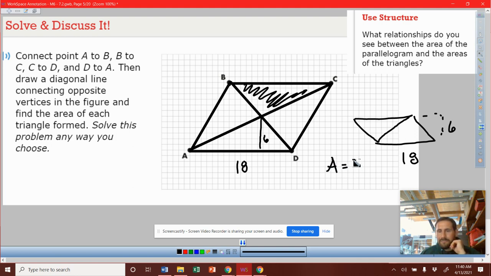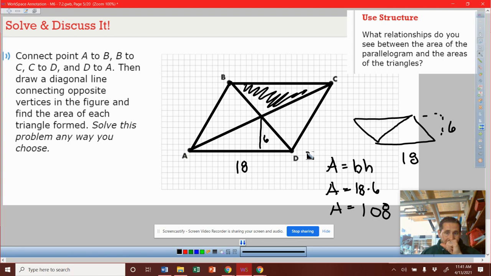So area, first I write down my formula, then I plug in my numbers. My base is 18, my height is 6, and then I multiply. Okay, and we'll get 108. Just checking that in my head again, 108.